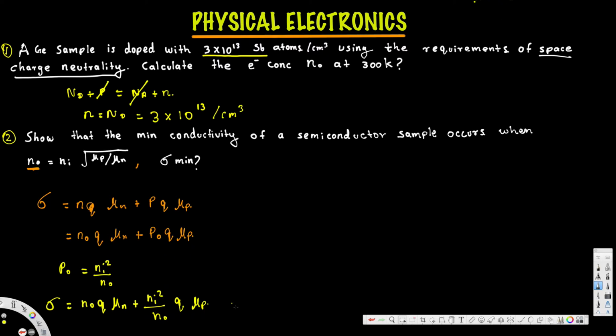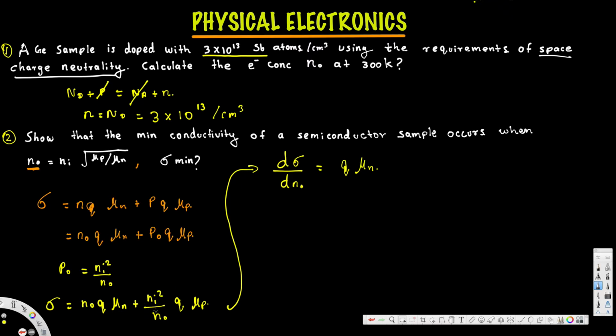Okay. Now here we have to prove the minimum conductivity. So whenever we have to show minimum or maximum, we have to take the derivative. So here we have to take the derivative of this sigma with respect to N0. If we do that, the first N0 is going to become 1, and these are constants, so that's going to remain the same. So we are going to have Q mu N. And if we take the derivative of this one with respect to N0, since N0 is in the denominator, this is N0 to the power minus 1.